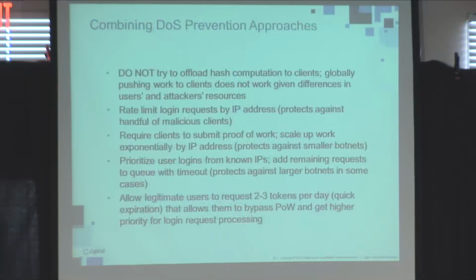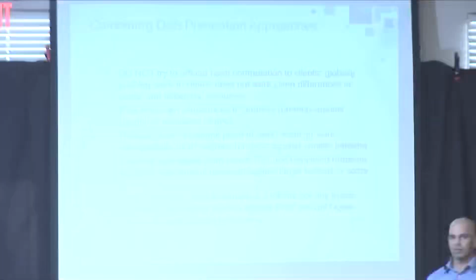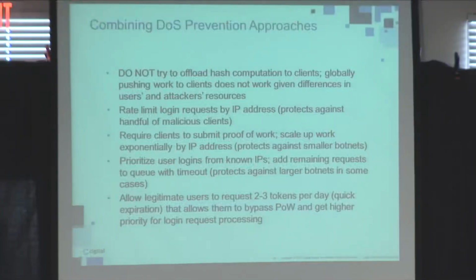So, at the end of the day, we probably have to combine several approaches because none of these approaches is perfect. We want to make sure an attacker can't cause a denial of service attack. So what do we do? Well, one thing you should never do is just offload hash computation to the client side. It's going to force you to use insecure adaptive hash parameters that are not going to slow down the attacker. There's a huge gap between your typical users' resources and computational abilities and an attacker's.